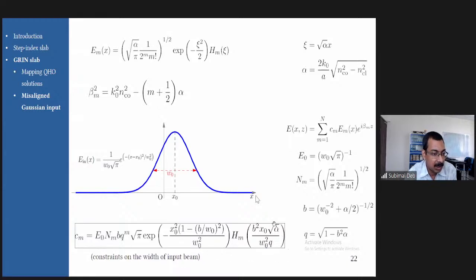But this expression holds good as long as the width of the input beam is less than the width of the fundamental mode. Otherwise, this expression Q is going to become imaginary, and it would make no sense to calculate Cm. But if it is completely at the center, injected at the center, x0 would be 0, and it turns out that you can still use the expression for Cm, because the argument for Hm would be 0.